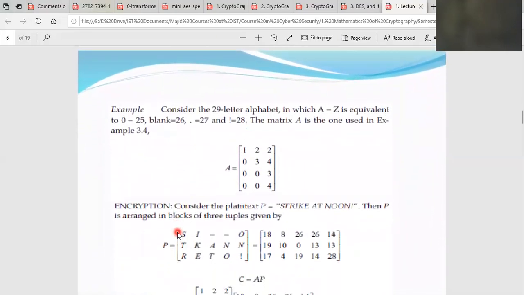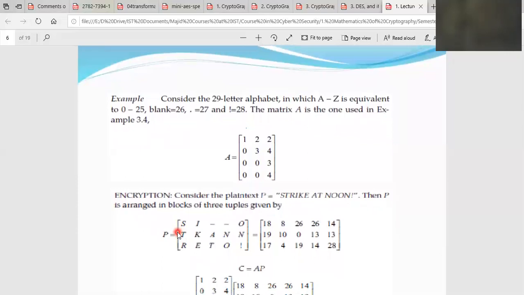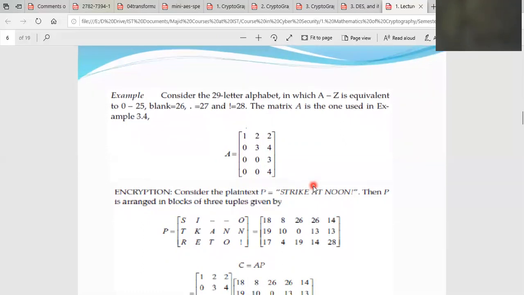Let us consider one example. Say we take our ground set as Z29, and we have basically 26 alphabets, and we add three more alphabets into our set in order to extend our set for encryption. The matrix A is the one we solved in the previous example, for which the pseudo-inverse is possible. For that reason we take this A.